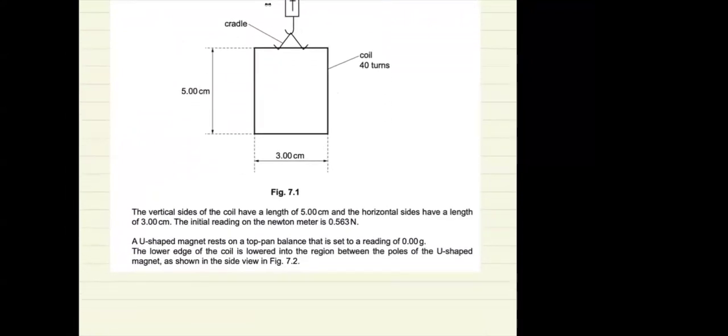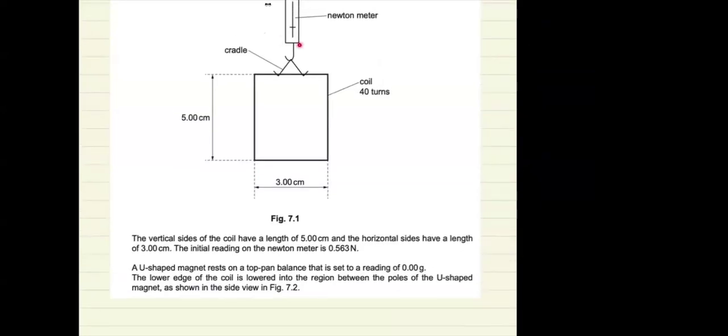So this is the insulated rectangular coil of wire, 40 turns, suspended in a cradle from a Newton meter as shown. Vertical sides of the coil have a length of 5 centimeters, and this has a length of 3 centimeters. And the initial reading is 0.563 newton. So that must be the weight of this coil, right?